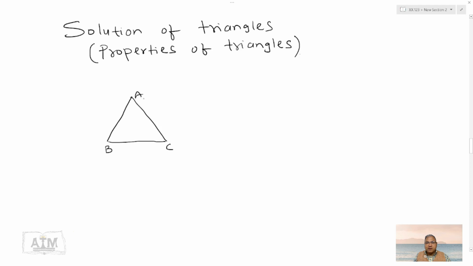Now, if we draw a circle joining all the three vertices, we get a circle like this, and it has a radius r. This radius is called the circumradius.